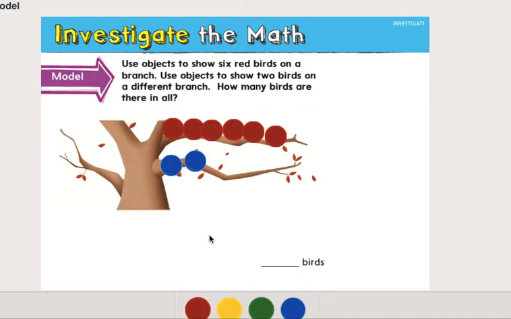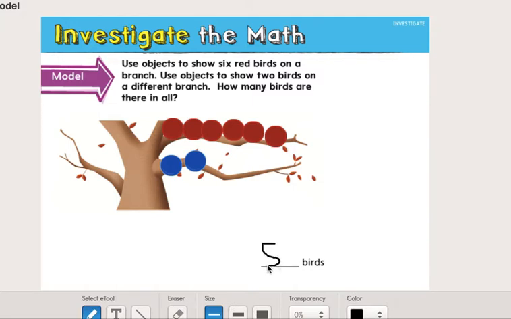I need to count my counters. 1, 2, 3, 4, 5, 6, 7, 8. I will use my writing tool and write the number 8 right on this line next to the word birds.